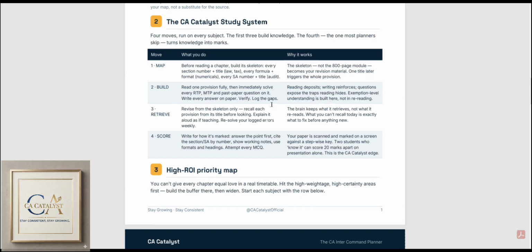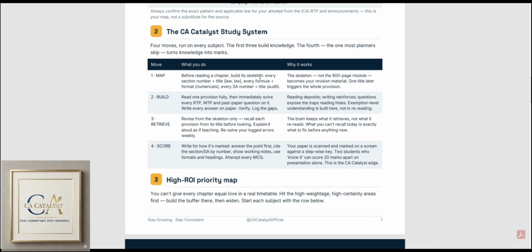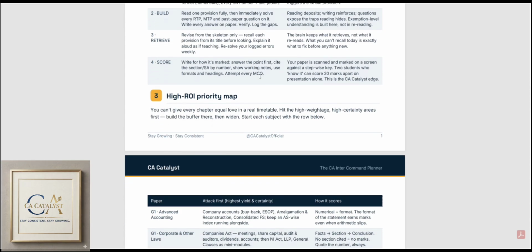You can score 20 marks just by the presentation. 20 marks is not in one answer, it's over the overall question paper, you can score 20 marks. So this is the catalyst edge that I have brought in this sheet. Please refer to this and score high.